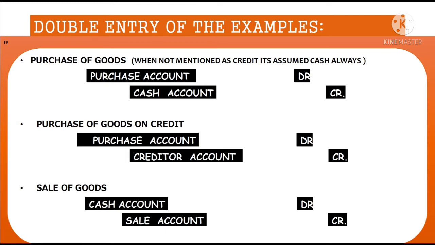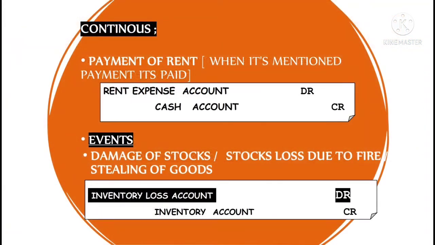Fourth transaction, sale of goods. Double entry: cash account debit, sales account credit. Fifth transaction, payment of rent. Always remember, when it's mentioned payment, it is paid. Double entry: rent expense account debit, cash account credit.